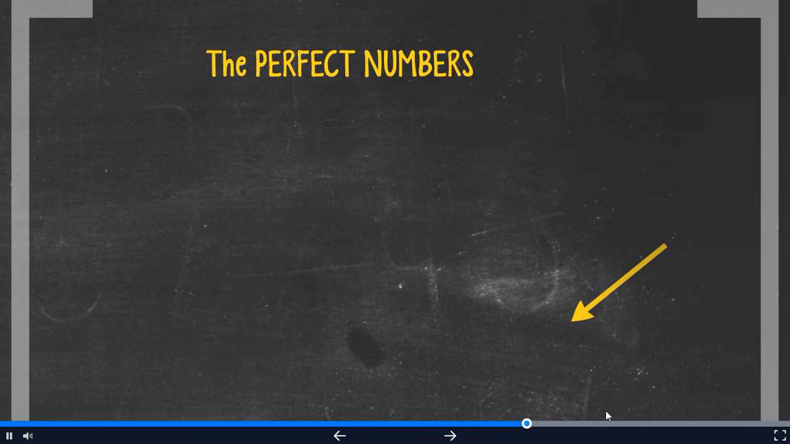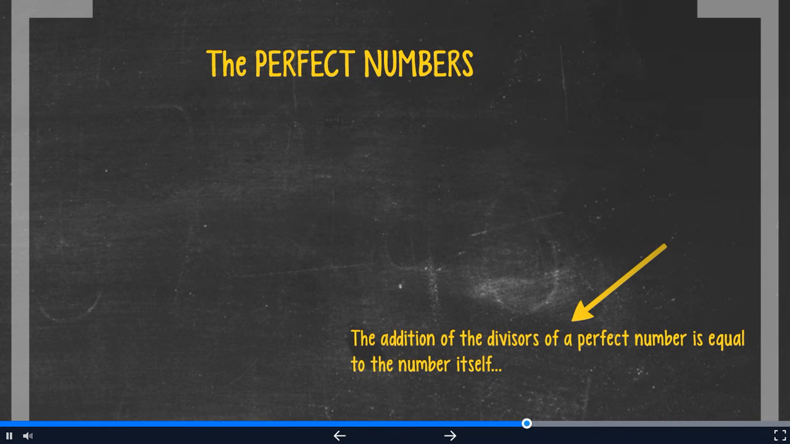6 factors into 1 times 6 and 2 times 3. So if we throw out the number itself and add up the divisors, we find that the sum is 6. This is the first perfect number that the Greeks stumbled upon. And they thought that 6 had magical powers. They even said that the earth must have been created in 6 days, or so I've read.